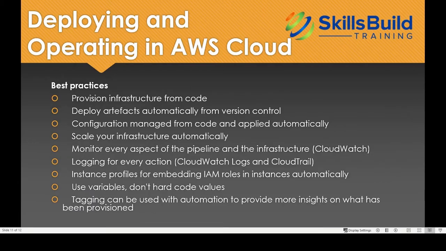When we talk about best practices regarding deploying and operating in the AWS Cloud, you should follow these principles if you don't want to run into any problems later on in the projects, and it's definitely something that should be implemented from the start. So some of these tips would include: provision infrastructure from code, deploy artifacts automatically from version control, configuration managed from code and applied automatically, scale your infrastructure automatically, monitor every aspect of the pipeline and the infrastructure. You can use CloudWatch for that, for example.